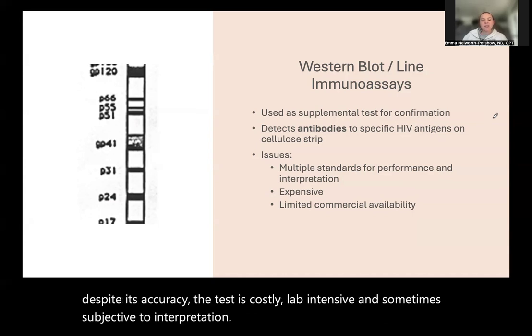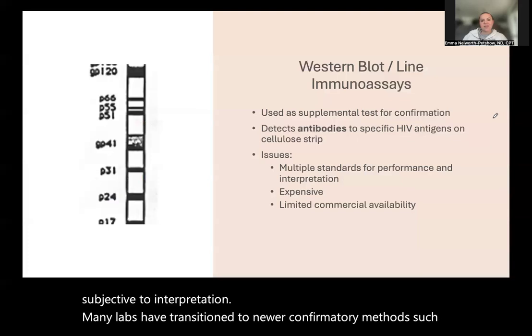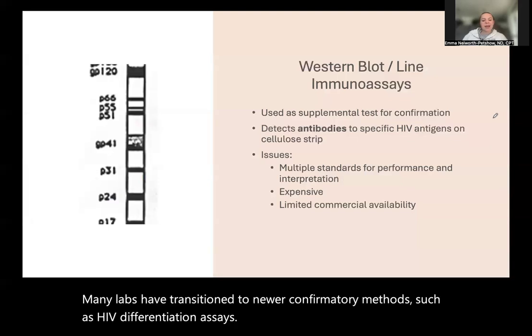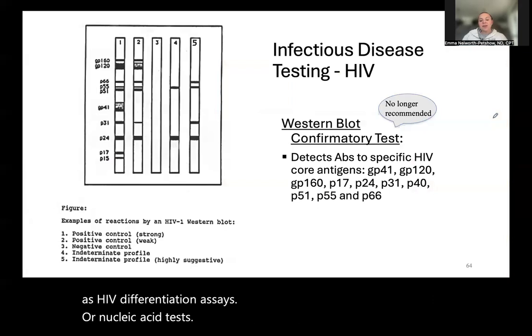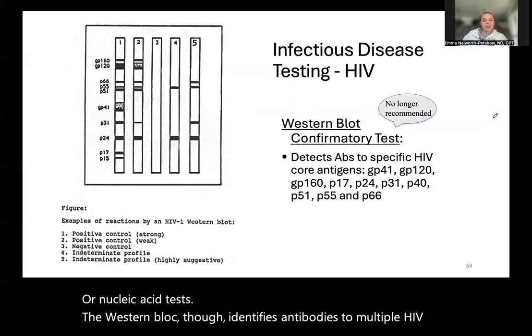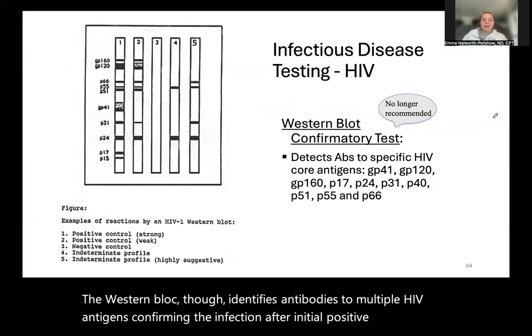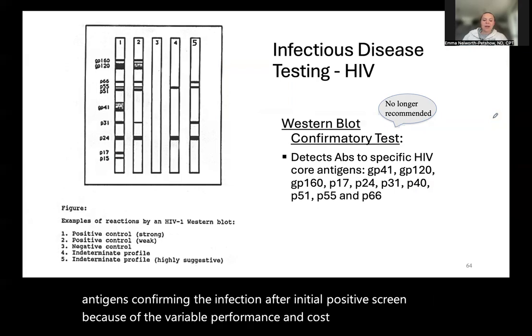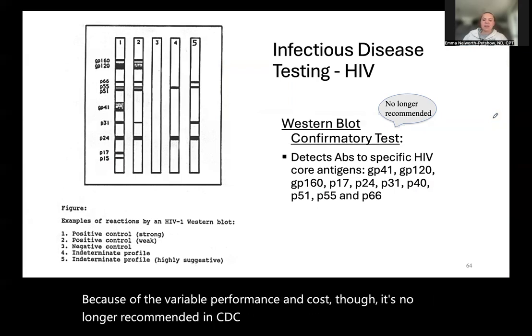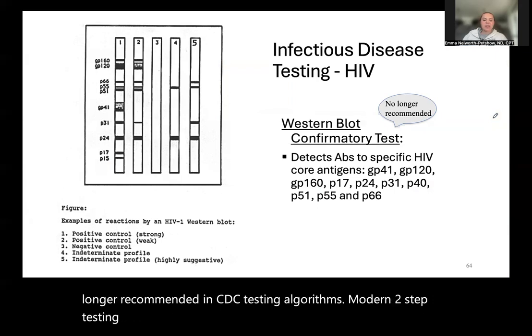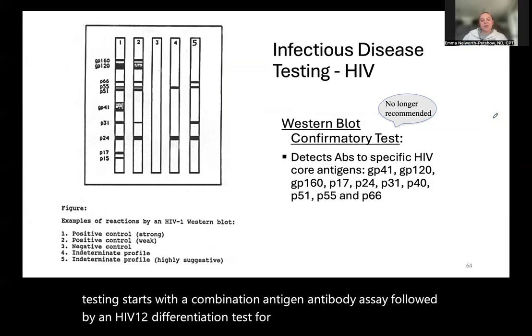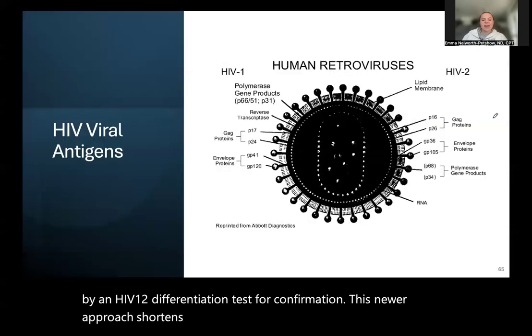Many labs have transitioned to newer confirmatory methods, such as HIV differentiation assays or nucleic acid tests. The Western blot, though, identifies antibodies to multiple HIV antigens, confirming the infection after an initial positive screen. Because of the variable performance and cost, though, it's no longer recommended in CDC testing algorithms. Modern two-step testing starts with a combination antigen antibody assay, followed by an HIV 1-2 differentiation test for confirmation. This newer approach shortens diagnosis time and identifies acute infections earlier.